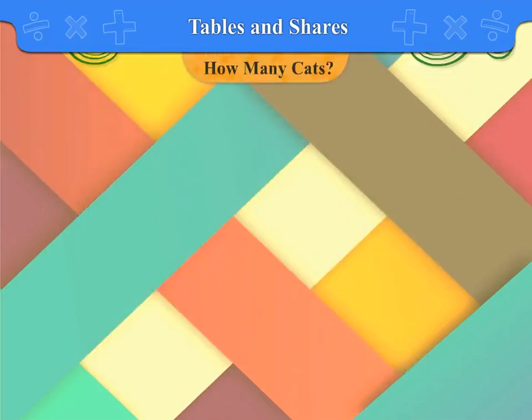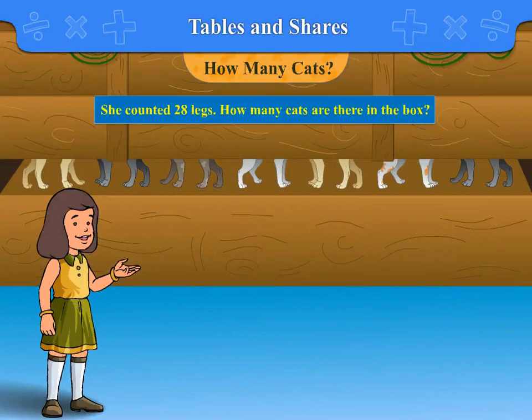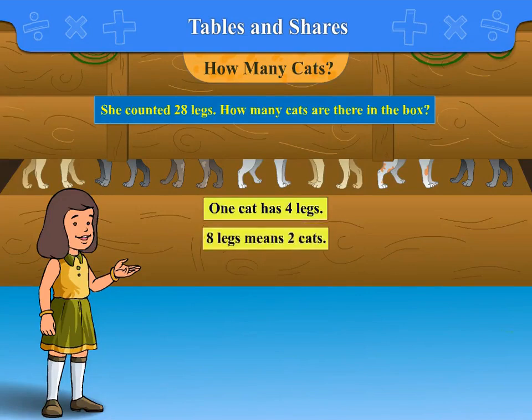How many cats? Some of Gayatri's cats were playing in a box. When she tried to count them, she could see only their legs. She counted 28 legs. How many cats are there in the box? One cat has 4 legs. Gayatri says 8 legs means 2 cats. 12 legs means 3 cats.